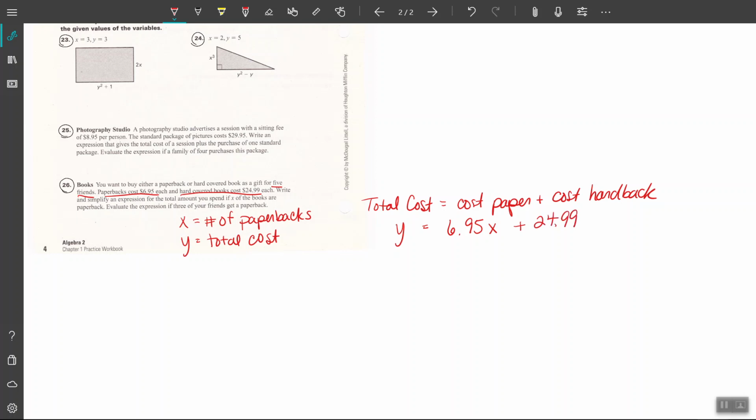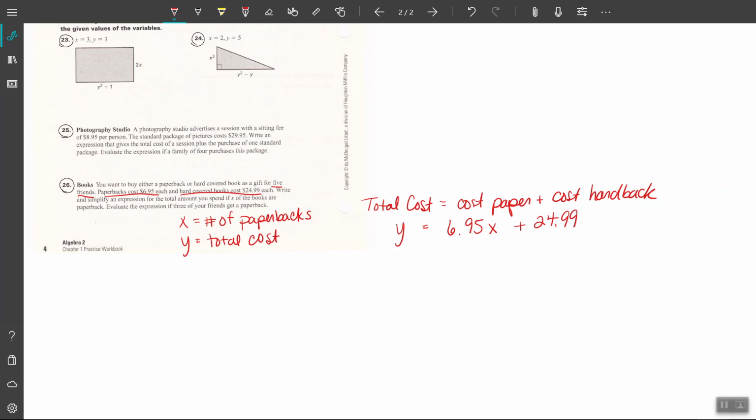Now, here's the tricky part: we can't introduce another variable. We can't introduce a z in here. We need to keep this in terms of just x and y, which means that we need to write the expression for the number of hardbacks in terms of the number of paperbacks we buy. This is where the 5 friends at the beginning comes into play. You are buying either a paperback or a hardcover book for each of those 5 friends. So you're buying for 5 friends, 1 book each, so you're only going to be buying 5 books.